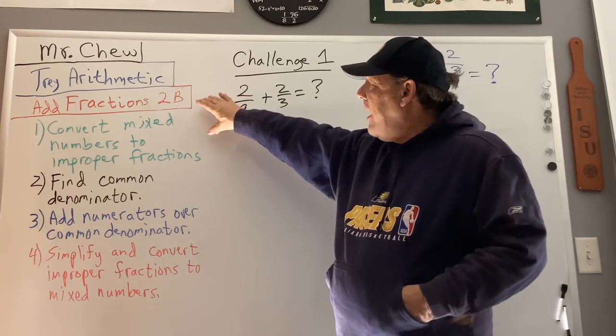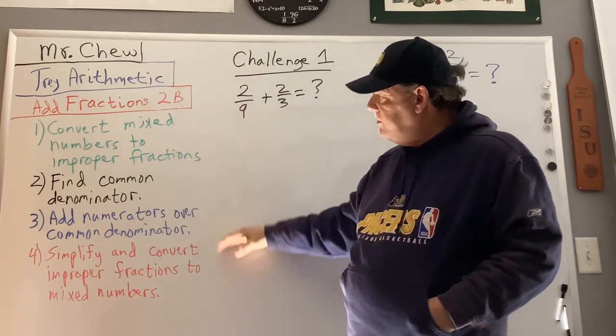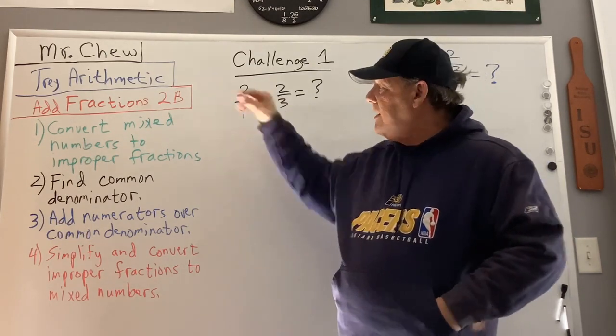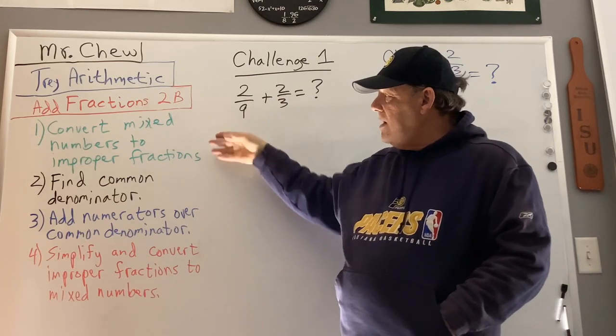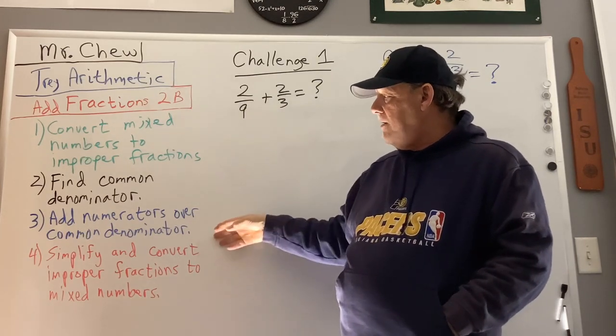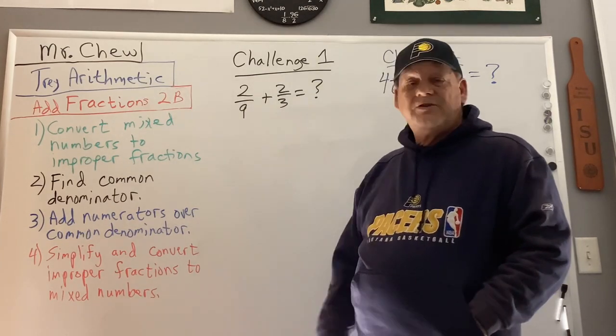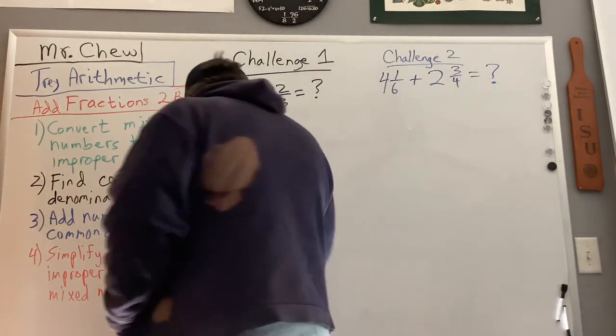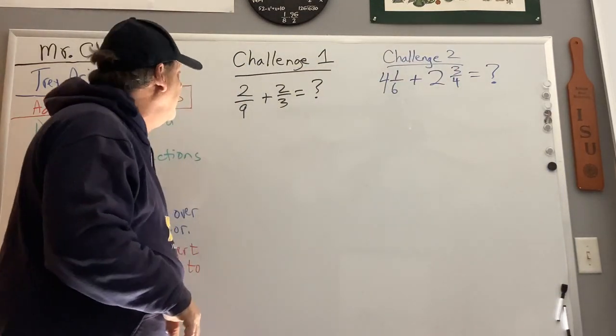So when you're adding fractions, we went through all of these 4 steps in that earlier video. Convert any mixed numbers to improper, find common denominator, add numerators, and simplify. And then convert back if it is improper.